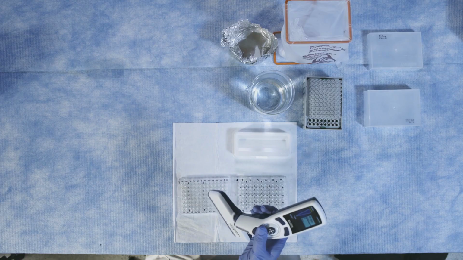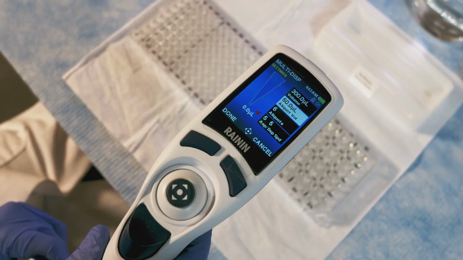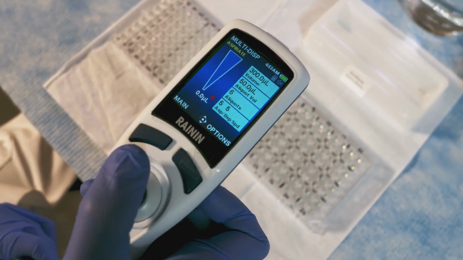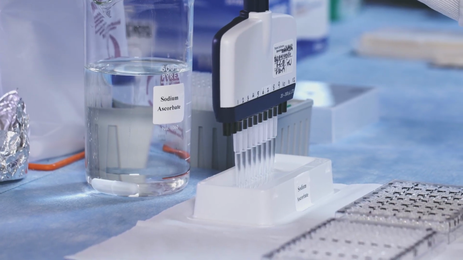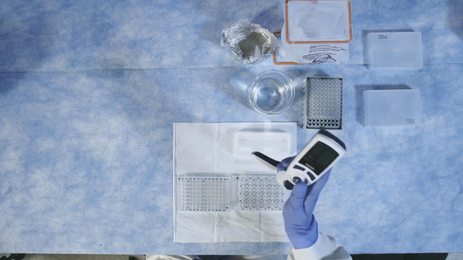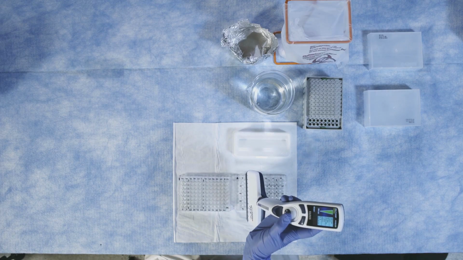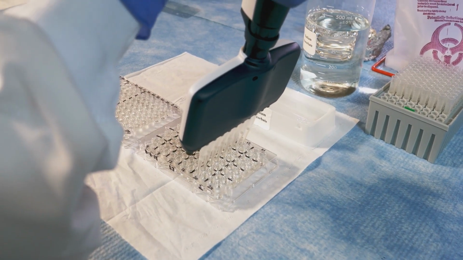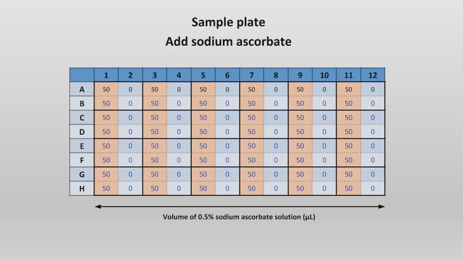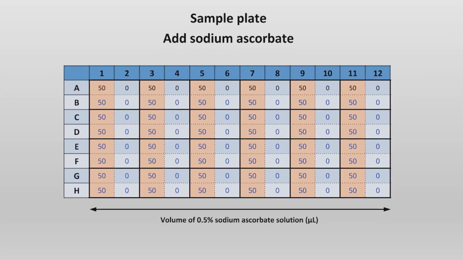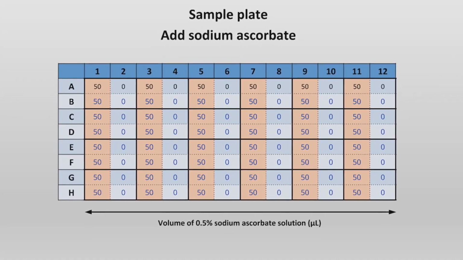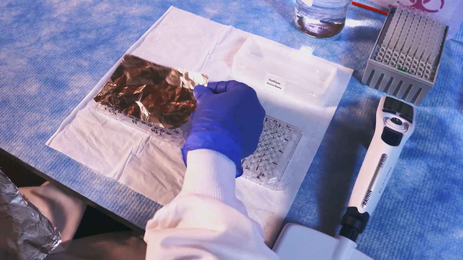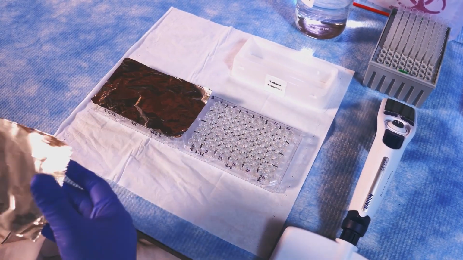Next, use the same 12-channel electronic pipette, but now with the repetitive pipetting function and volume set to 50 microliters to add sodium ascorbate into plates number 2 through 5, sample plates. But only add the solution to the odd number columns. Cover all plates with foil to protect them from dust and light.